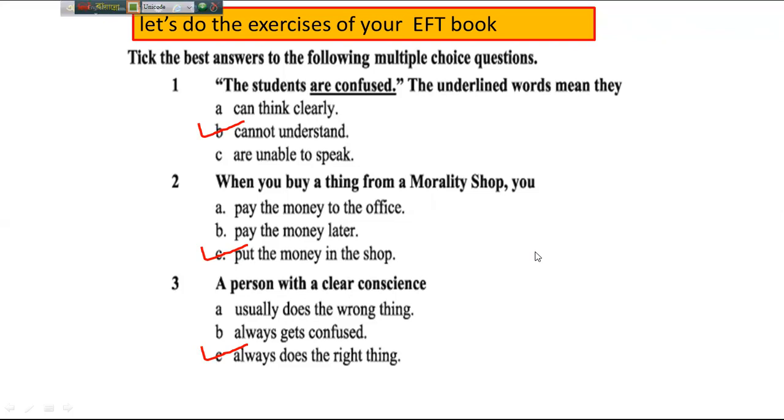Number 2, when you buy a thing from a morality shop, what will you do? Of course, you put the money in the shop. Third one, a person with a clear conscience always does the right thing. These are the correct answers. All of you match your answers with mine. Okay, I think you have completed this one.